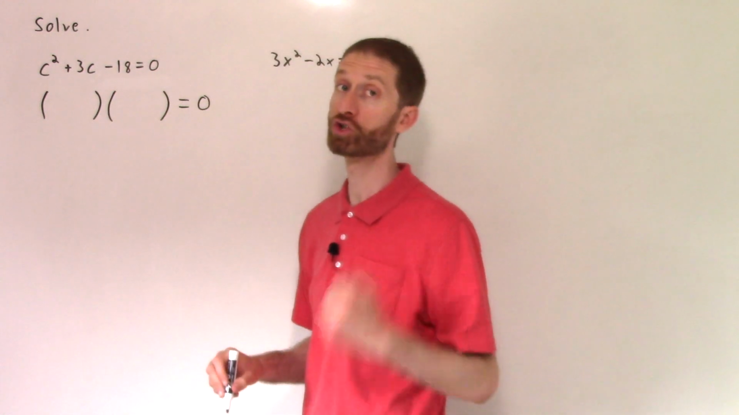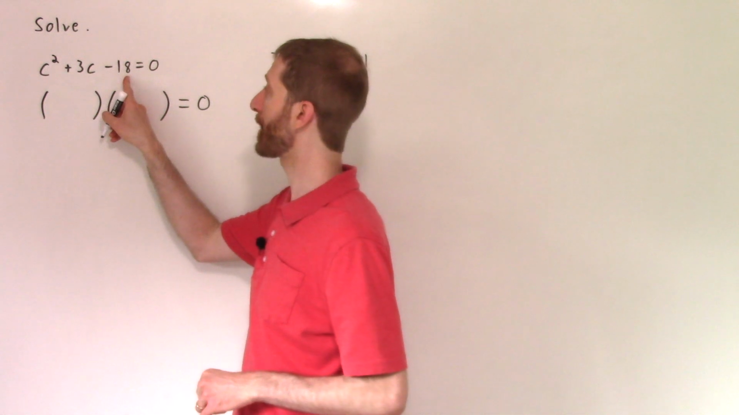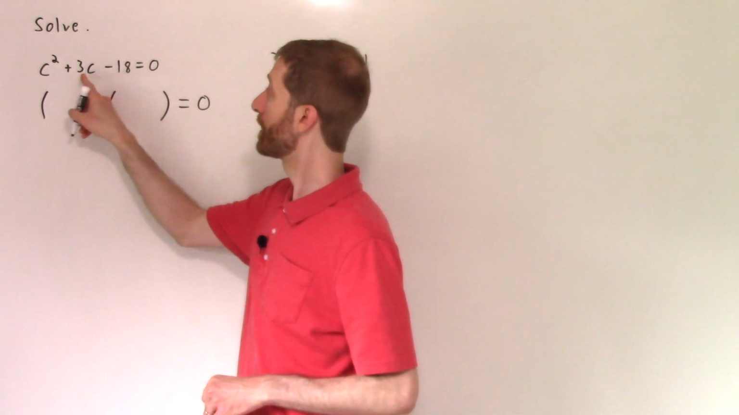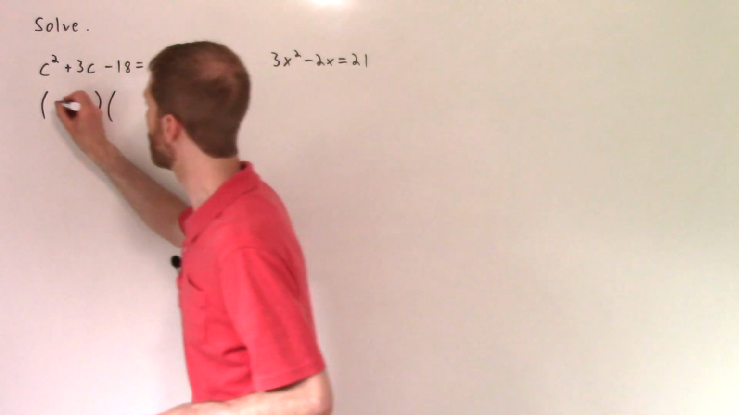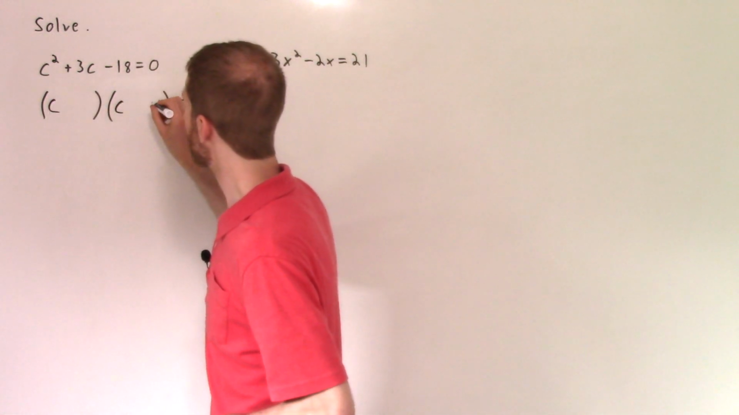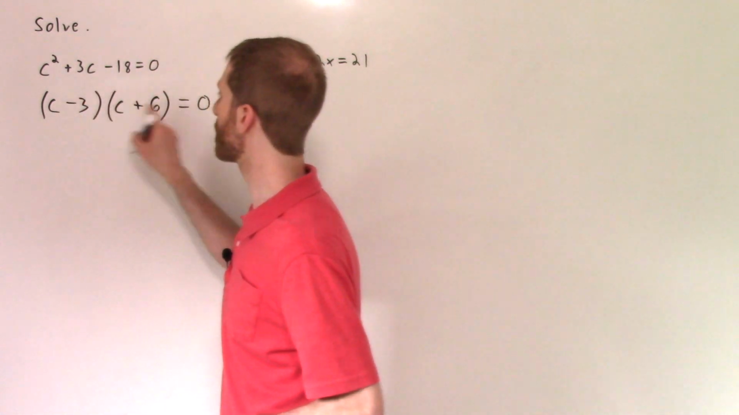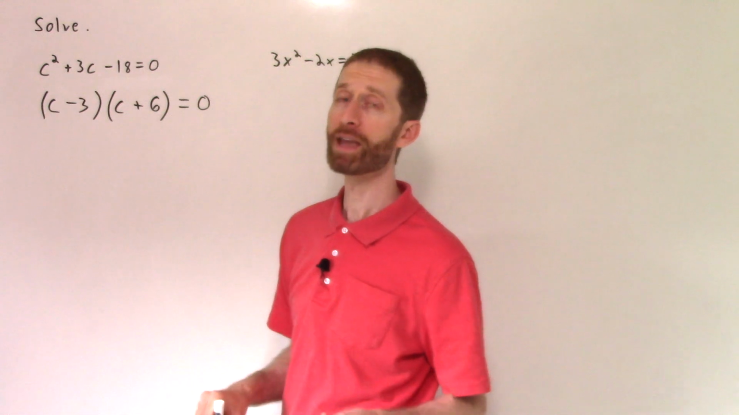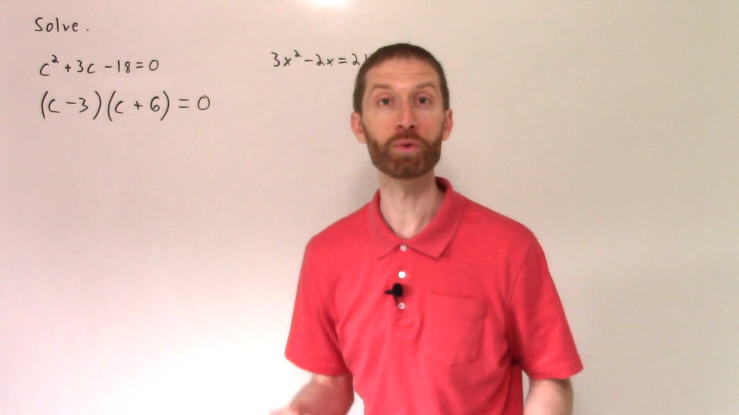So going back to factoring, if you're still having trouble with factoring, watch my previous videos on how to factor trinomials. We have just a 1 out front, so we're asking what numbers multiply to negative 18 that add to 3? That would be 6 and 3. So we'd have c and c, with a positive 6 and a negative 3. Negative 3 times 6 is negative 18. Add them together and you get positive 3.